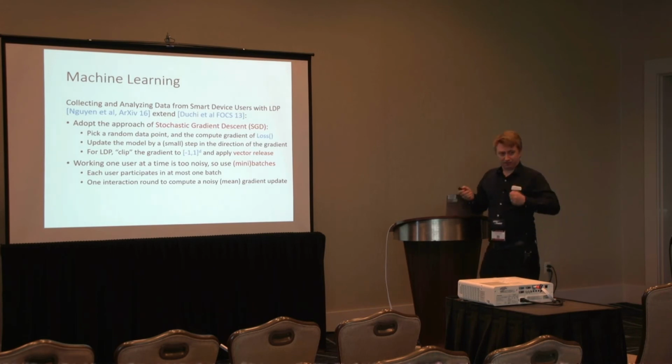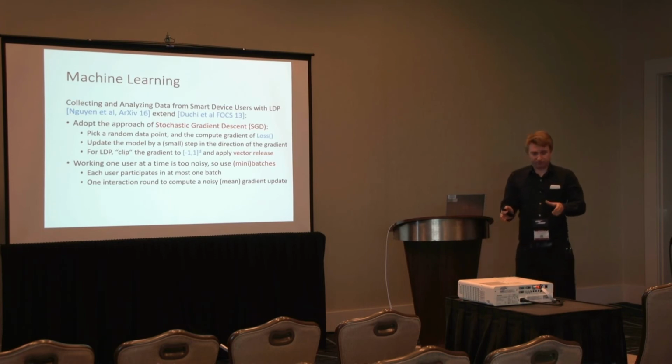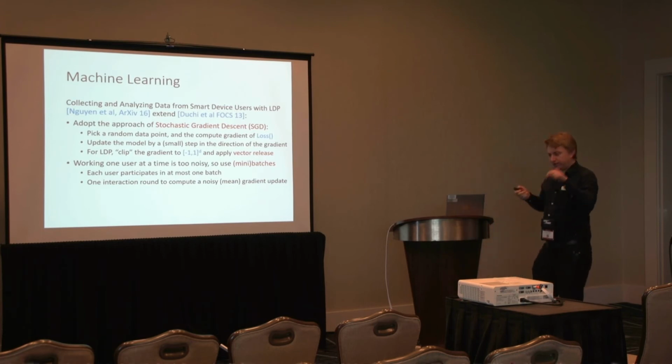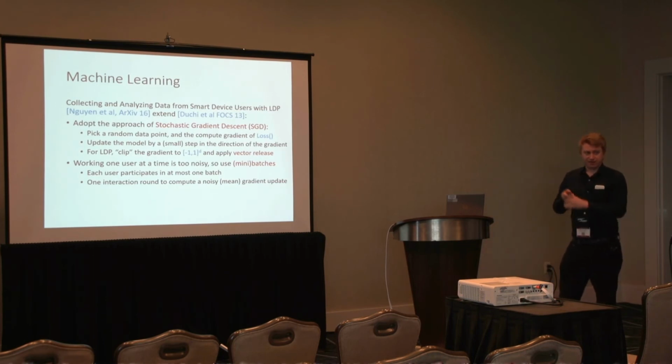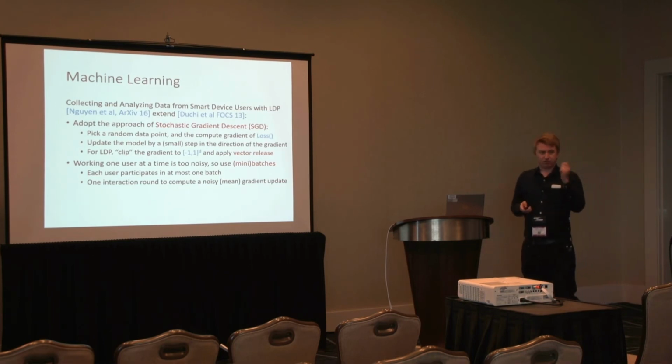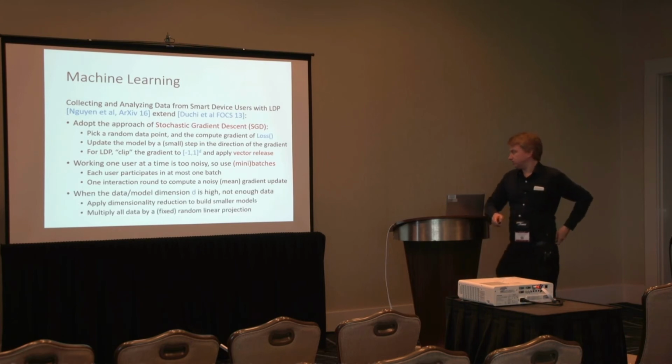And now I just take as many steps as I want, one batch of users at a time, to tell them here's the current model. Each of you work out your local gradient. I'll take the average gradient vector across that batch. Enough of the noise should cancel out that I'll make reasonable progress. Okay.